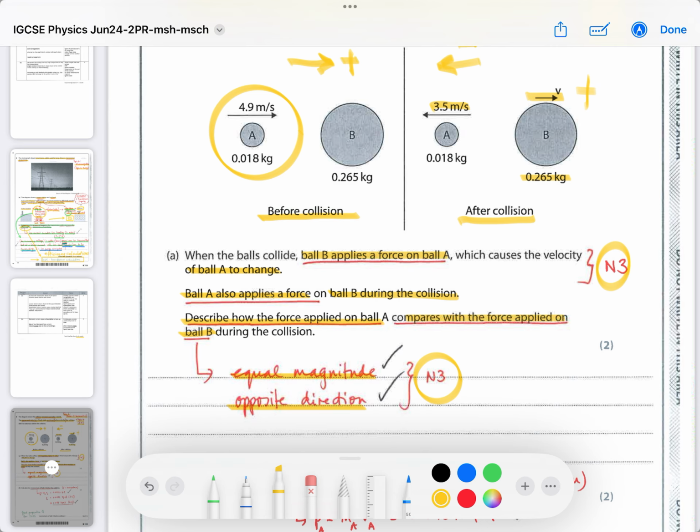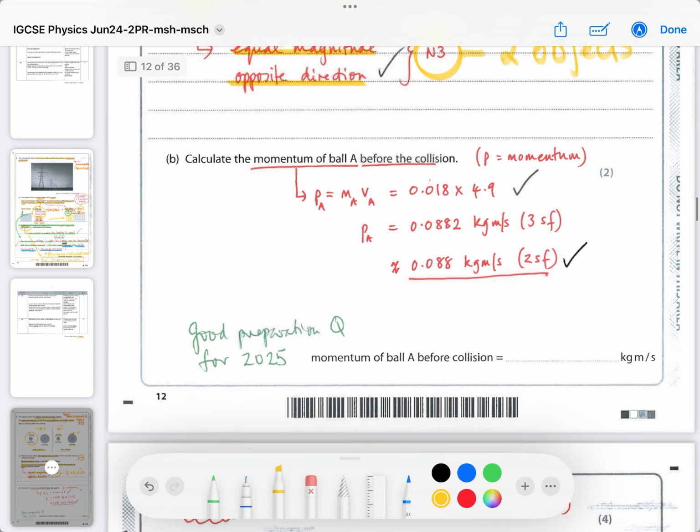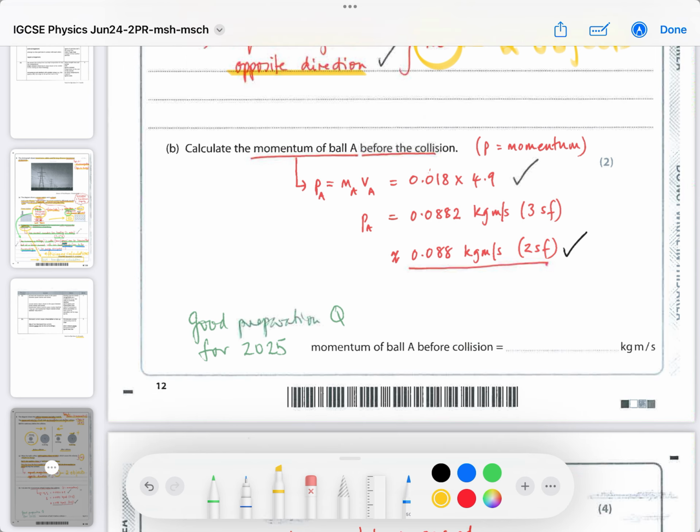And that means when it's third law, the same force is interacting at the same time on two objects. Okay? So Newton's third law is about two objects, and it's about an interaction between two objects, and the forces on them are exactly the same size but exactly opposite in direction. Now they want you to calculate the momentum before the collision.